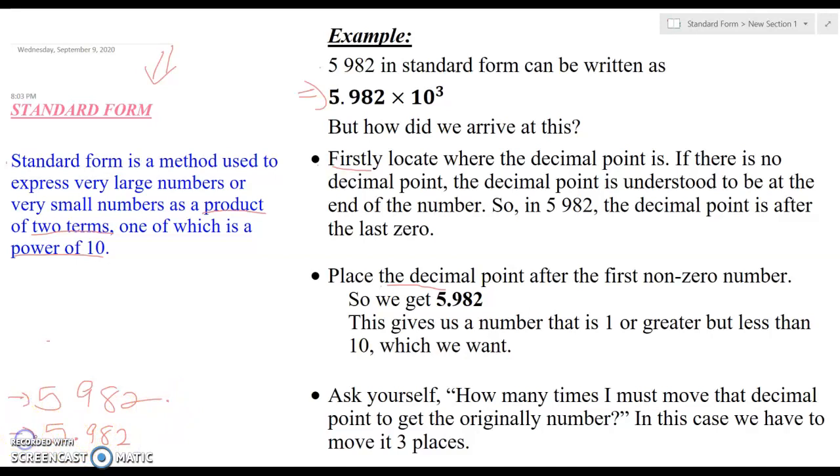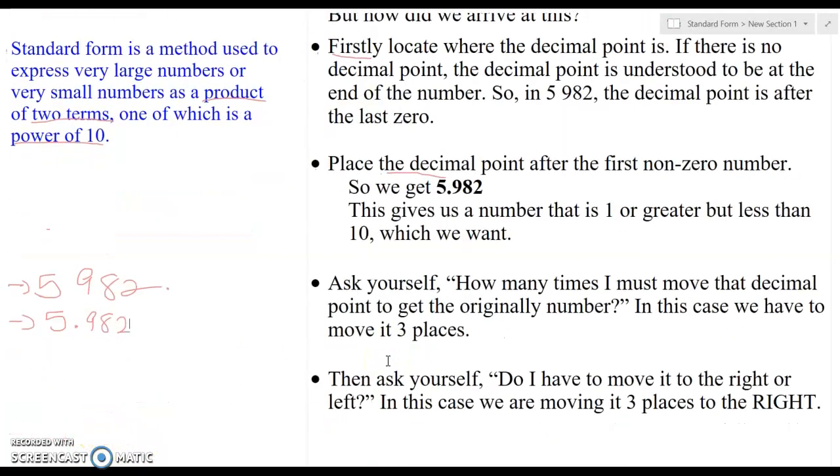All right, and let's look at what else we have to do. So now this number 5.982 gives us a number that is greater than 1, that is 1 or greater, but is less than 10, right? Which we want. Cool. Now, let's keep on going.